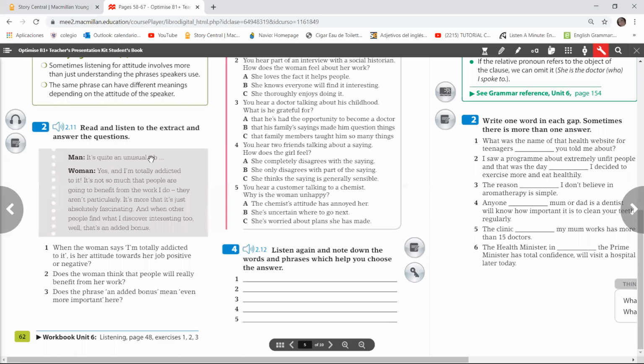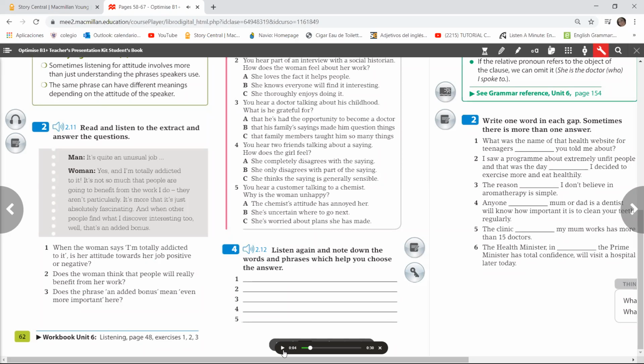In activity number 2, I have here, read and listen to the extract and answer the questions. I have here a man and a woman, okay? I need you to pay attention to this and the tones of the voices, okay? And you have these questions, okay? I need you to answer after we finish listening to this. Pay attention to the tone of the voice, okay? Pay attention here. Unit 6, Listening, page 62.